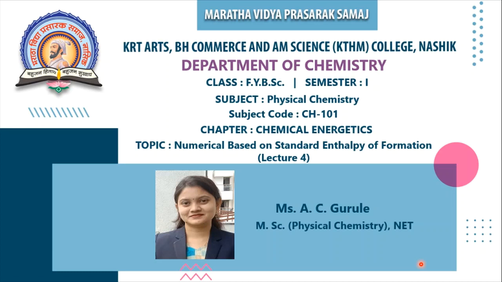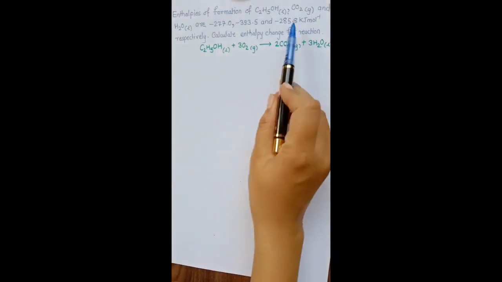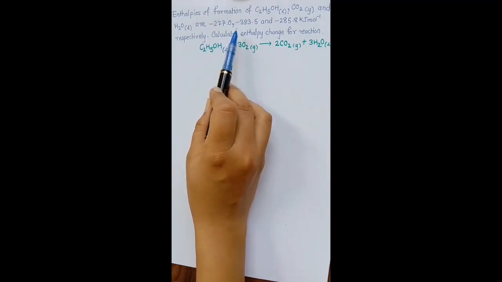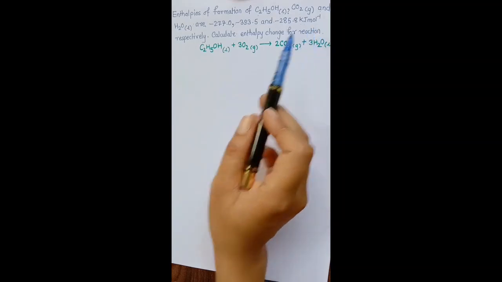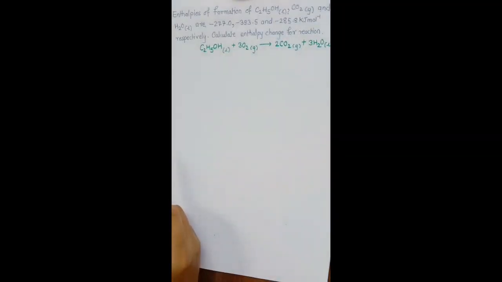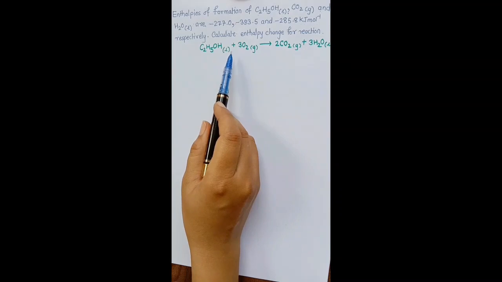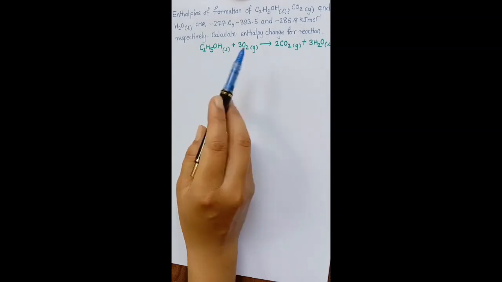So in today's lecture, we are going to discuss some numericals based on the standard enthalpy of formation. Our numerical is: enthalpy of formation of C2H5OH, CO2 and H2O are minus 277, minus 393.5 and minus 285.8 kilojoules per mole respectively. Calculate enthalpy change for the reaction: C2H5OH reacts with 3 moles of O2 to give 2 moles of CO2 plus 3 moles of H2O.